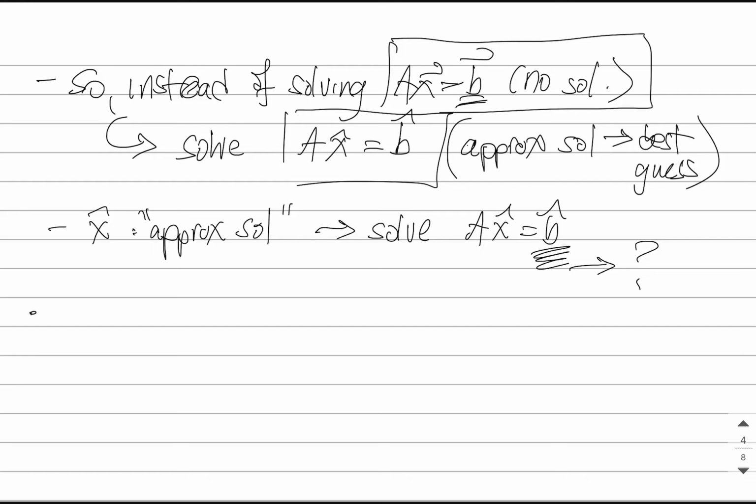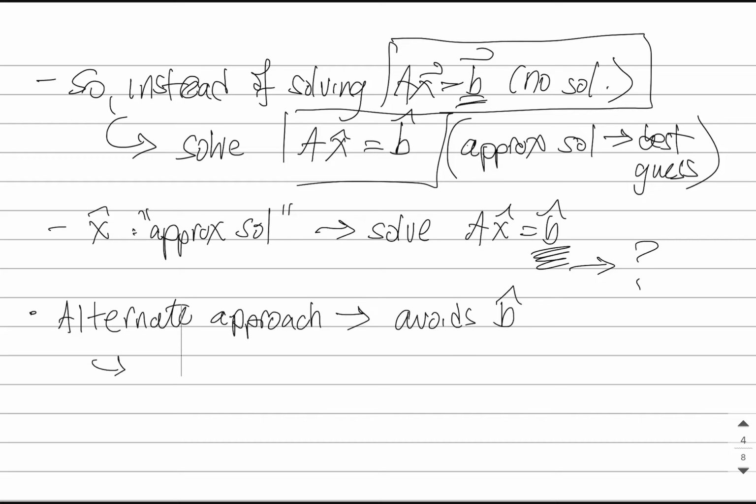So rather than starting with a system, trying to find a b hat, and then solve another system, can't we just solve one thing from the beginning and be done with it without having to form the b hat? Yeah, we can. So we're going to take an alternate approach that avoids building b hat.